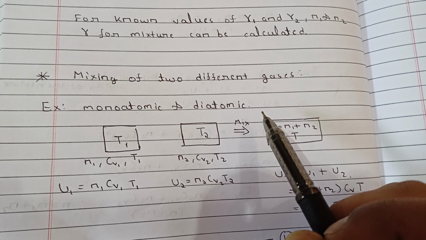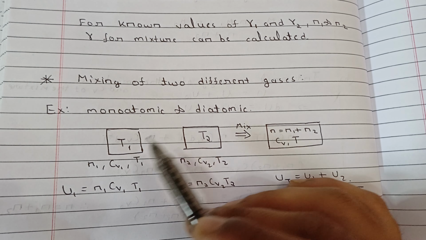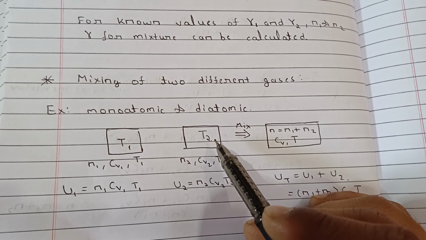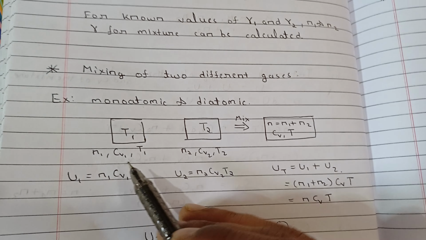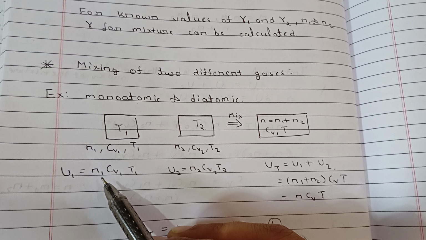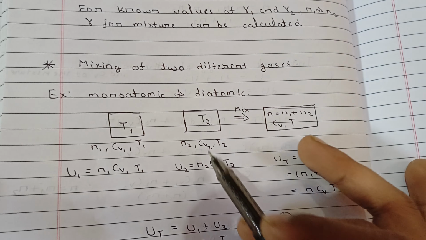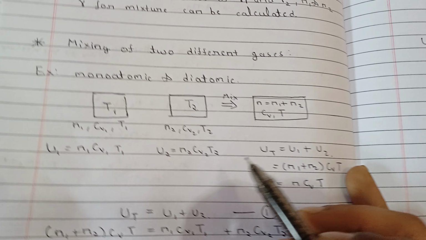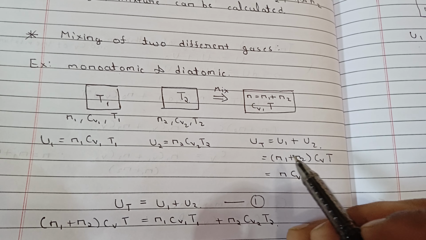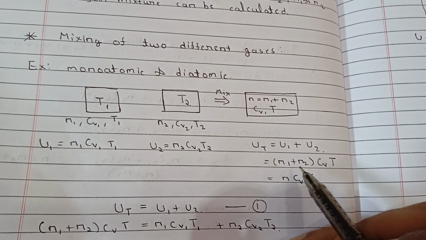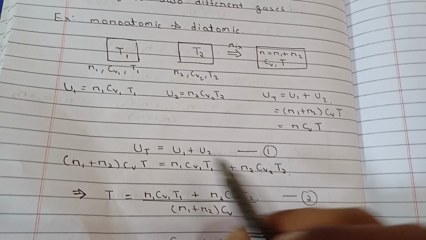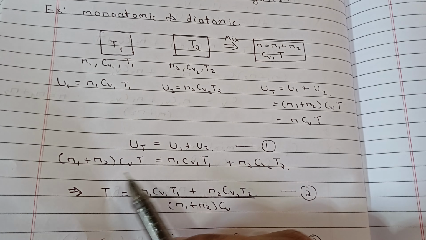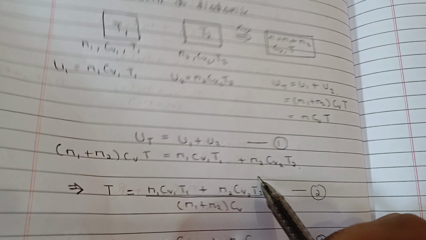Example, monoatomic and diatomic. So this will be for T1, the temperature for the first gas, this is the temperature for the second gas, T2, and this is Cv and T for the mixture. Now U1, the internal energy for the first system, will be given by N1 Cv1 T1, for the second gas N2 Cv2 T2, and for the final mixture (N1 plus N2) Cv T. Here N1 plus N2 we write as N. Now from the internal energy formula we know that the final energy will be the sum of the individual energies. So write it like this.